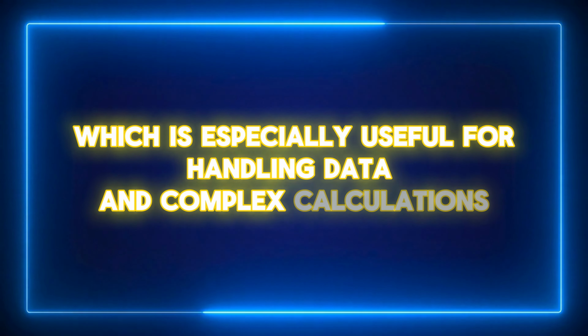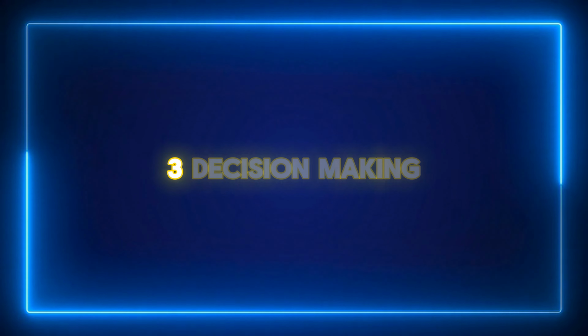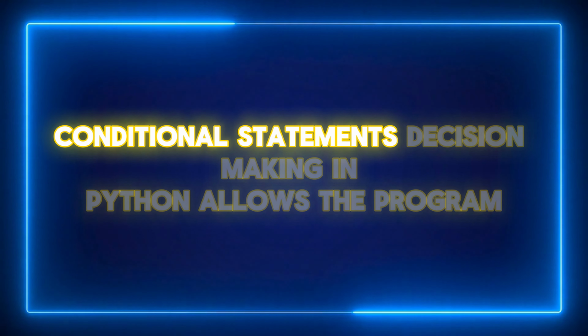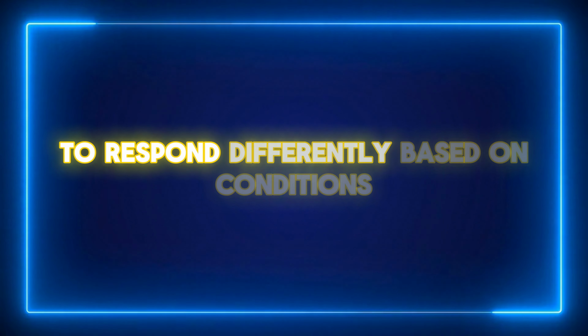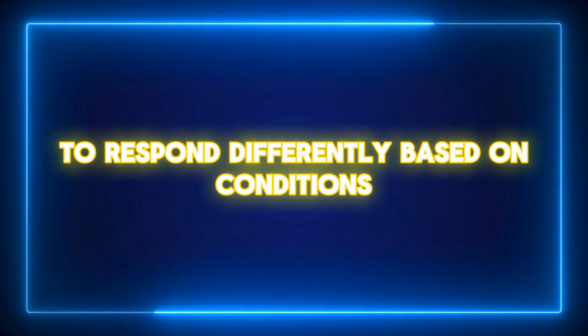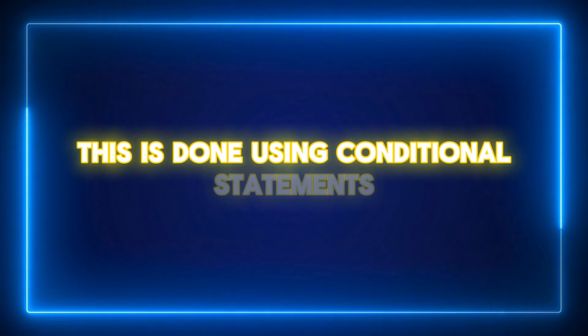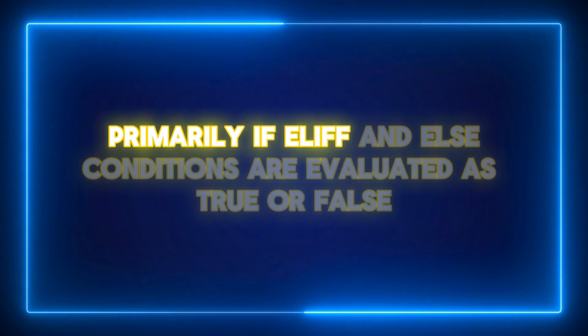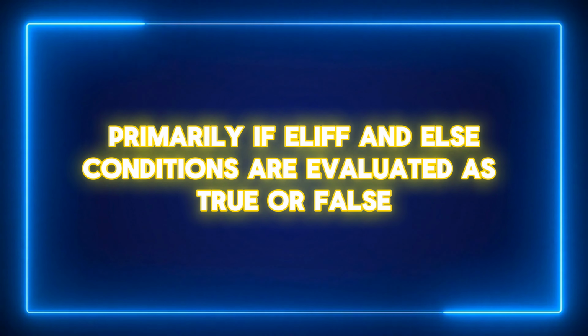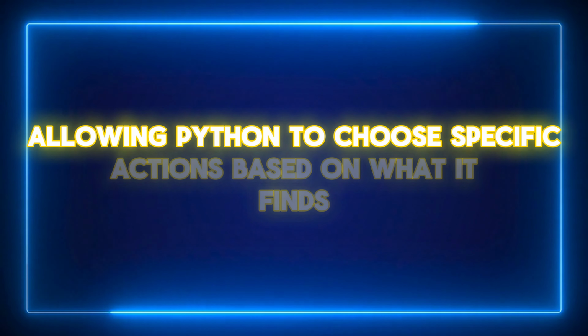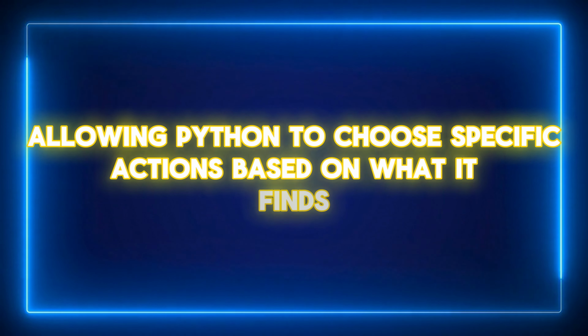Three. Decision-making, conditional statements. Decision-making in Python allows the program to respond differently based on conditions. This is done using conditional statements, primarily if, elif, and else. Conditions are evaluated as true or false, allowing Python to choose specific actions based on what it finds.